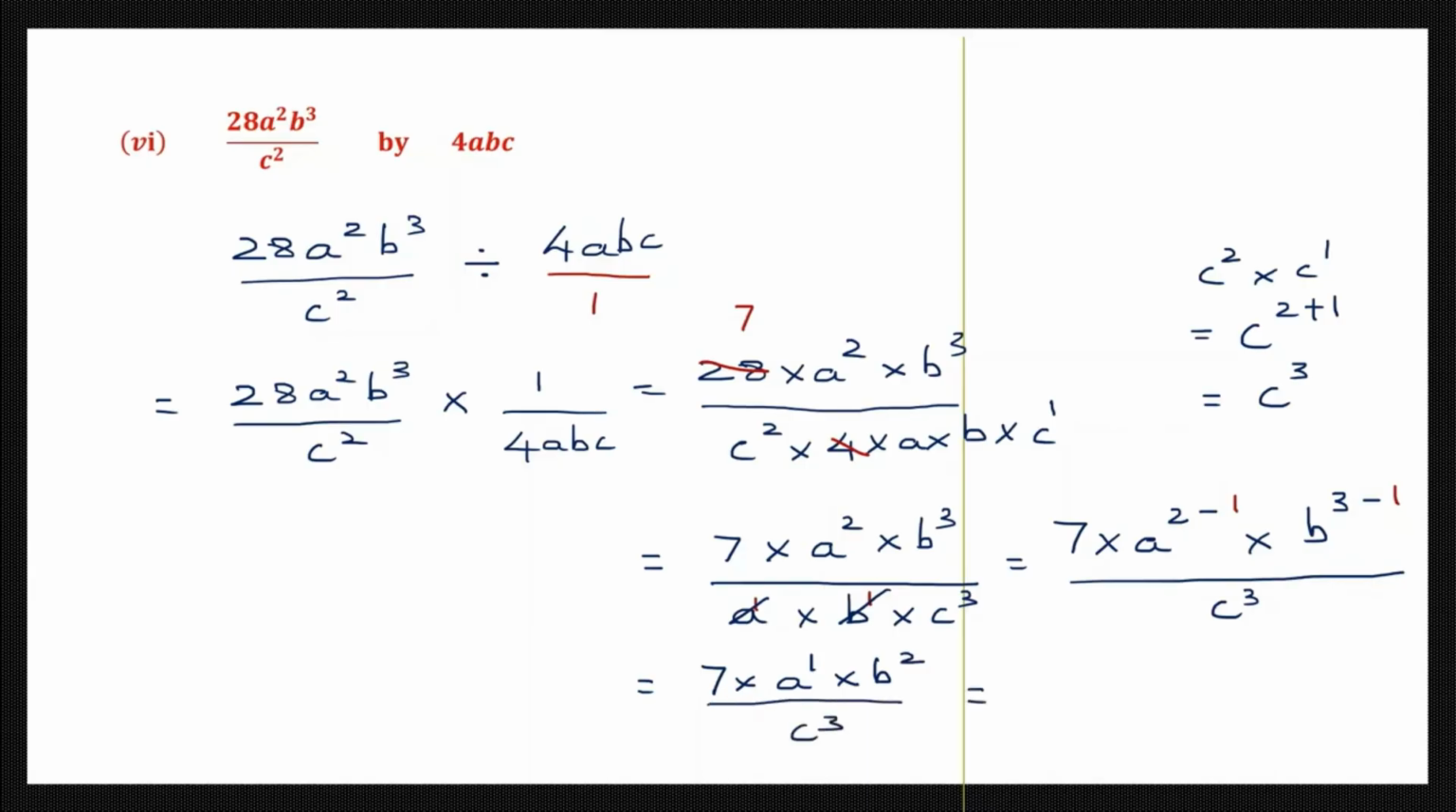So I have 7ab square by c to the power of 3. So my final answer, let me write it here, 7a, b to the power of 2 and c to the power of 3. So this will be my final answer.